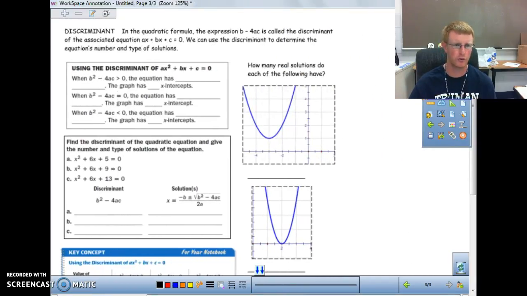Okay, moving on, let's talk a little bit more specifically about what is underneath that square root, and we call that a discriminant. And what does it mean? The discriminant tells us a lot about our problem. For example, b squared minus 4ac, that's what's underneath the square root. So basically, whatever's underneath the square root is called the discriminant.